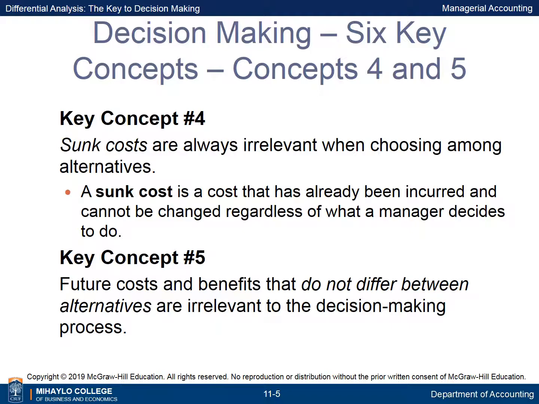Key Concept Number 4. Sunk costs are always irrelevant when choosing among alternatives. A sunk cost is a cost that has already been incurred and cannot be changed regardless of what a manager decides to do. Key Concept Number 5. Future costs and benefits that do not differ between alternatives are irrelevant to the decision-making process.